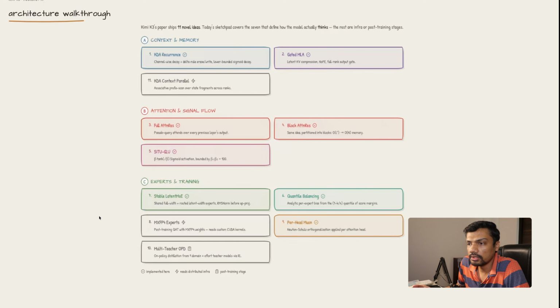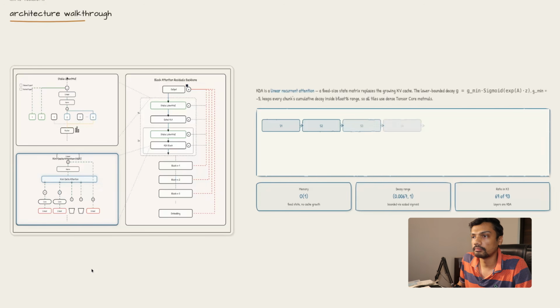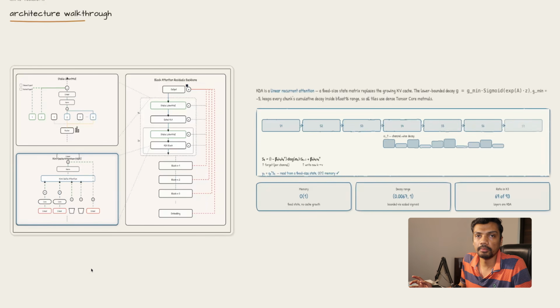By the end of this video, you will have implemented a working miniature Kimi K3 in PyTorch with all 7 architectural innovations from scratch. So let's start from the first topic, that is KDA recurrence. Let's first understand the first component, that is KDA, or Kimi Delta Attention. KDA is the most important and most novel component in Kimi K3. It handles the sequence dimension, like how information flows across 1 million tokens.